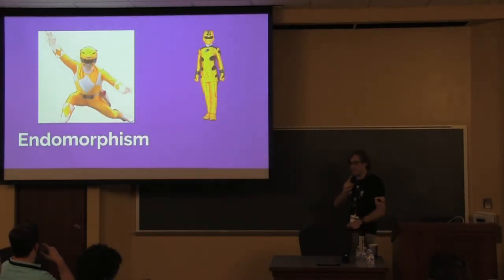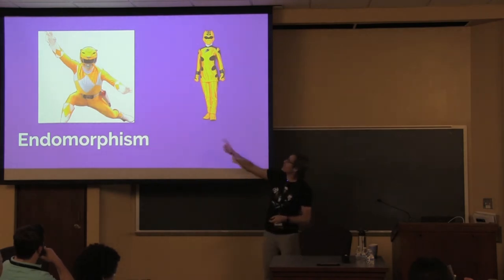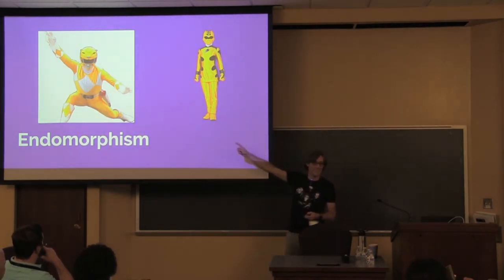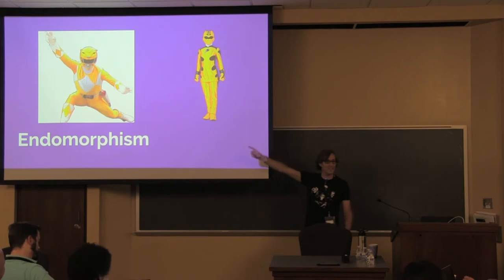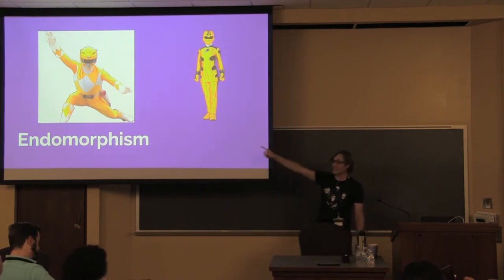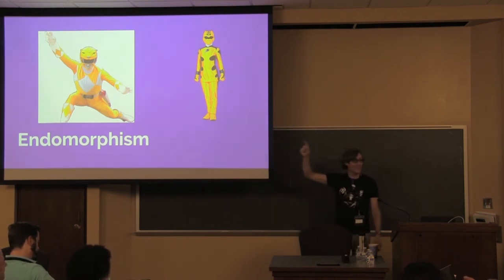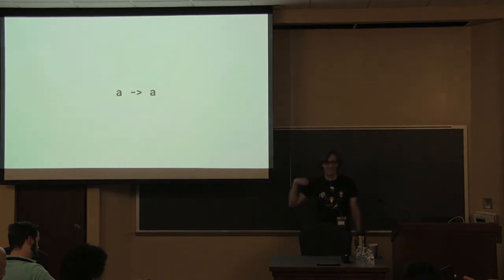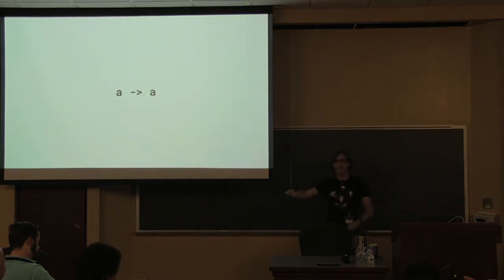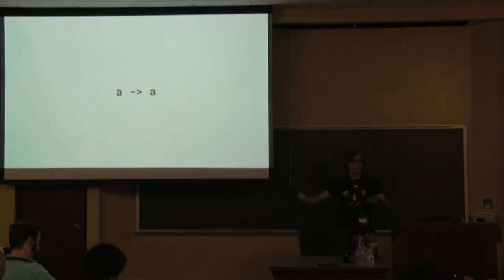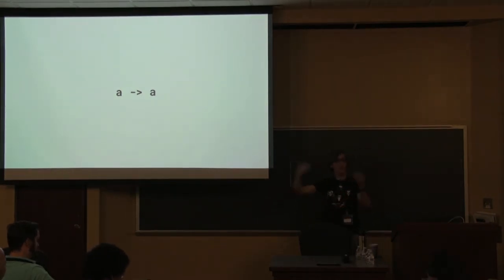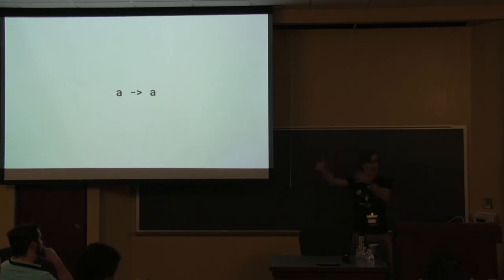Okay, an endomorphism. A Yellow Ranger to a Yellow Ranger is an endomorphism. The type has stayed the same. So what do you predict this type signature will say? A to A. You are absolutely correct. That's an endomorphism. Endo meaning like same, self. There's also homo, which means same. This particular usage of endo means same type. So if you start and end at the same type, you have an endomorphism. Okay.